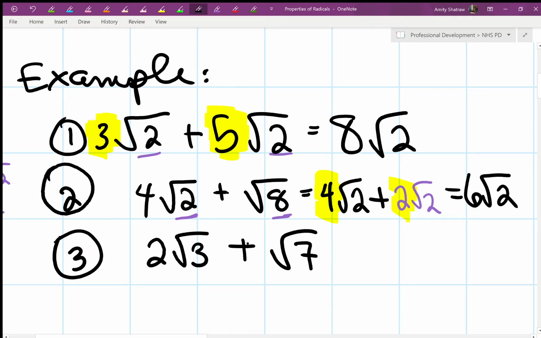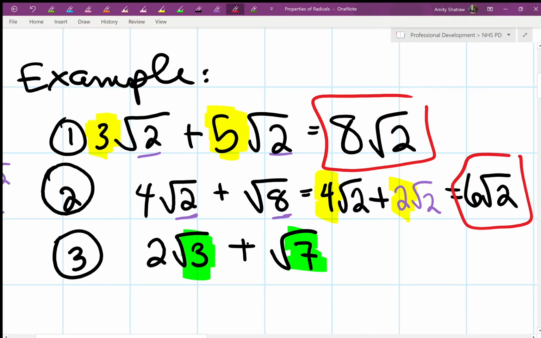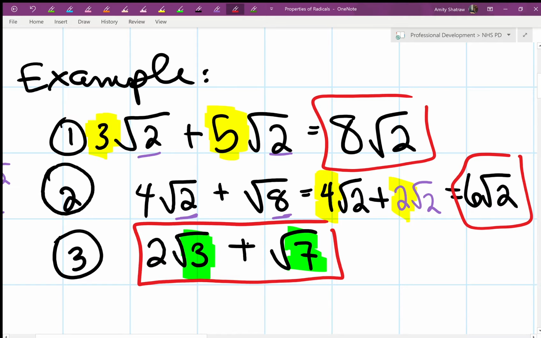I always want to make sure I include an example where you can't add, and this is it. Square root of 3, square root of 7, can't add those. You actually just put a box around your answer. Right here, I get to put a box because I'm done. Since they don't have the same radicand, they cannot be added.